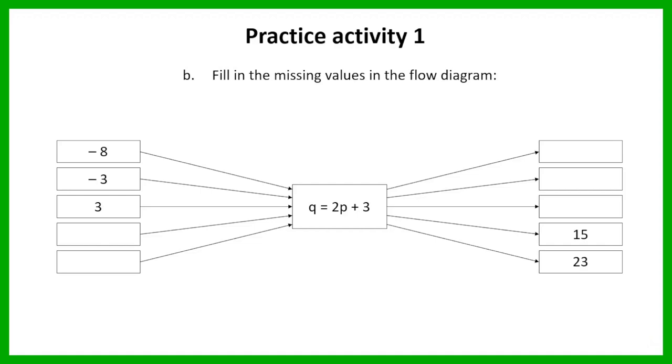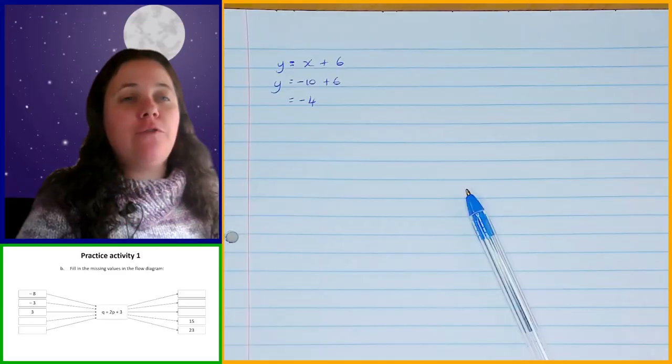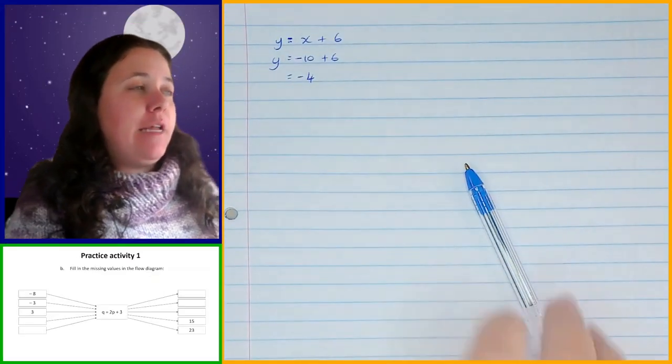Okay, so let's go through that flow diagram. In this case, our rule is a bit more complicated, so we need to show the calculations for all of these, to actually show the substitution that we're going to be doing. For the first one, I've got an input of -8, and we need to find out what the output is for that example.